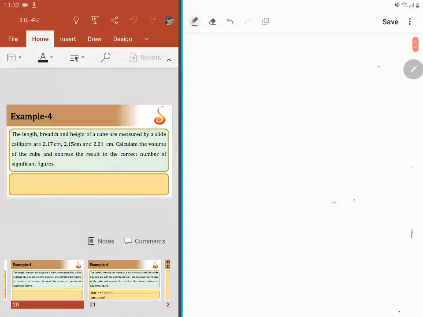Here we have example 4 from Physical World, Units and Dimensions, and this is slide number 20. They have asked us to calculate the volume. They have given us length, breadth, and height, and we need to express it according to the correct significant figures. So first of all, I would write down the formula. Volume is equal to length into breadth into height.